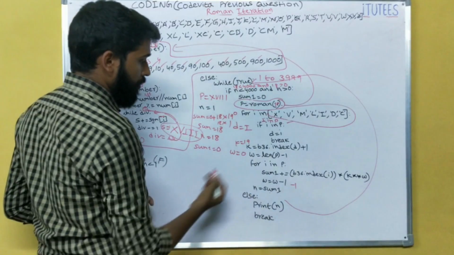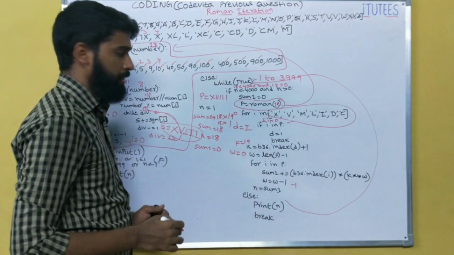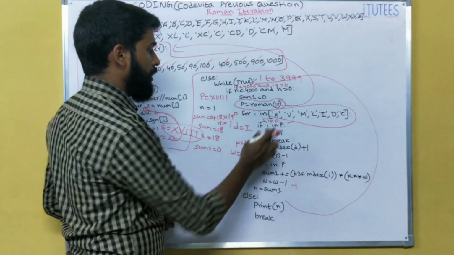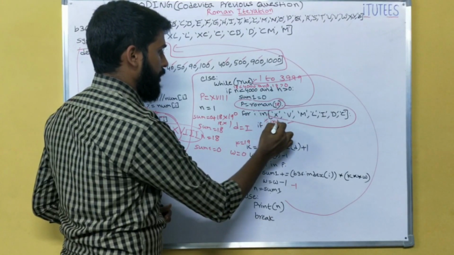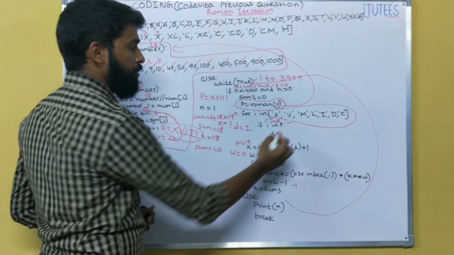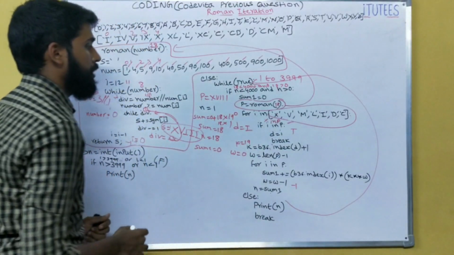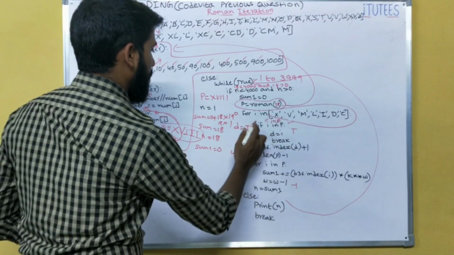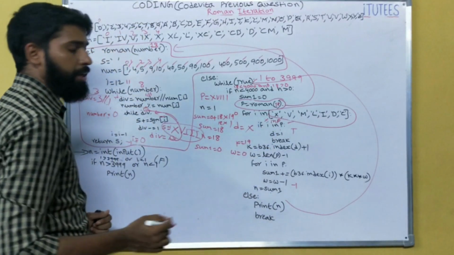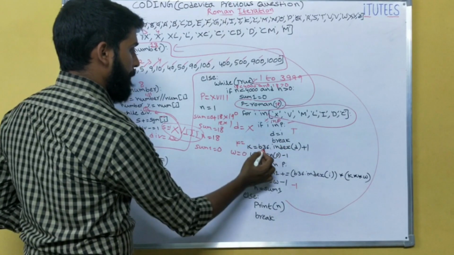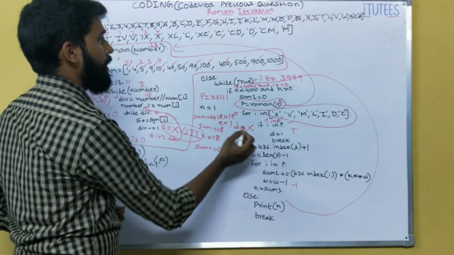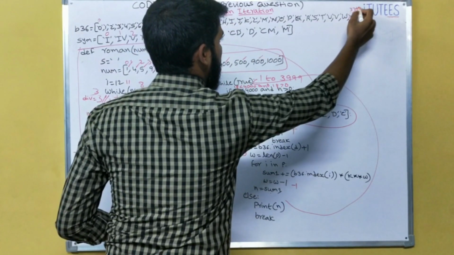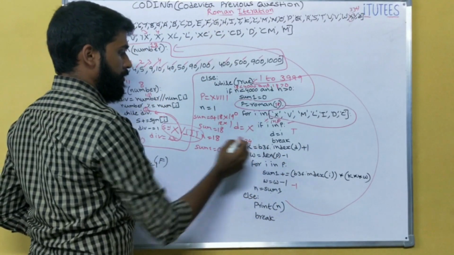Next, what is step 2? You are going to find the place. For I in XVIII, in the first step, X in P. X in P, true. So D equals I. What is the D? I value, that means X. D now becomes X. And break. So K equals B36 dot index of D. What is the index of X? It is 33. What is the place? Plus 1. That means K equals 34.